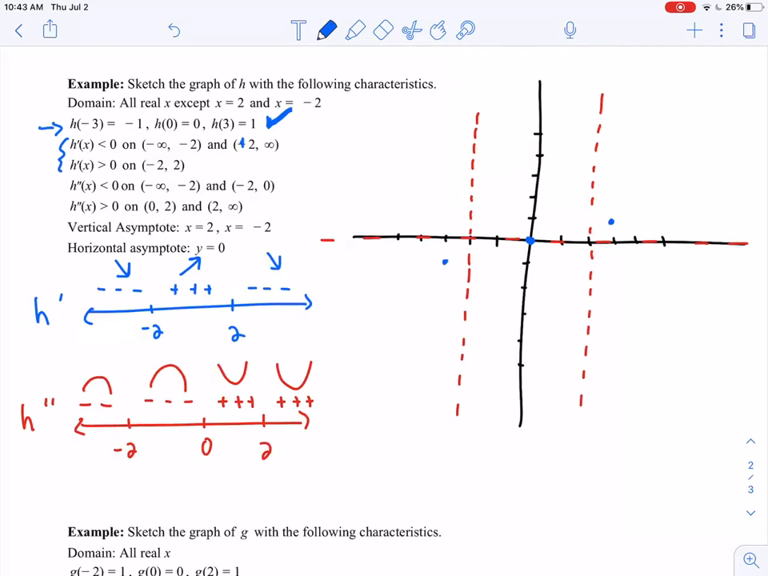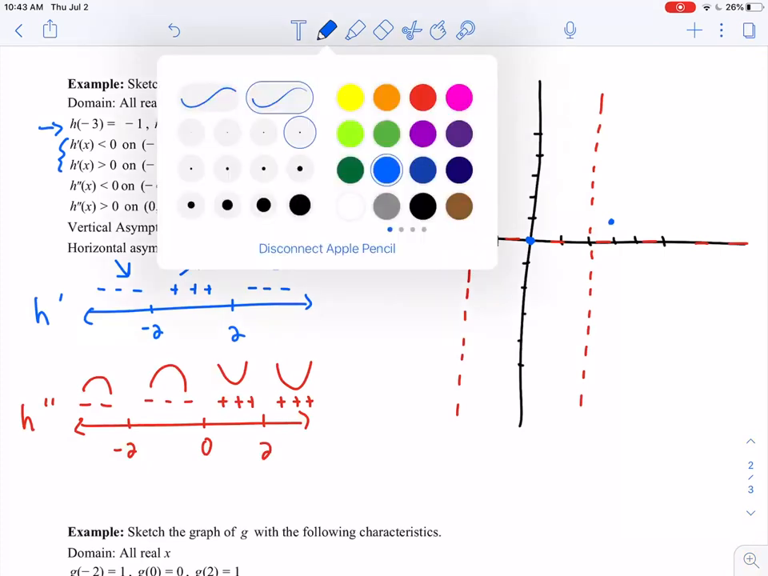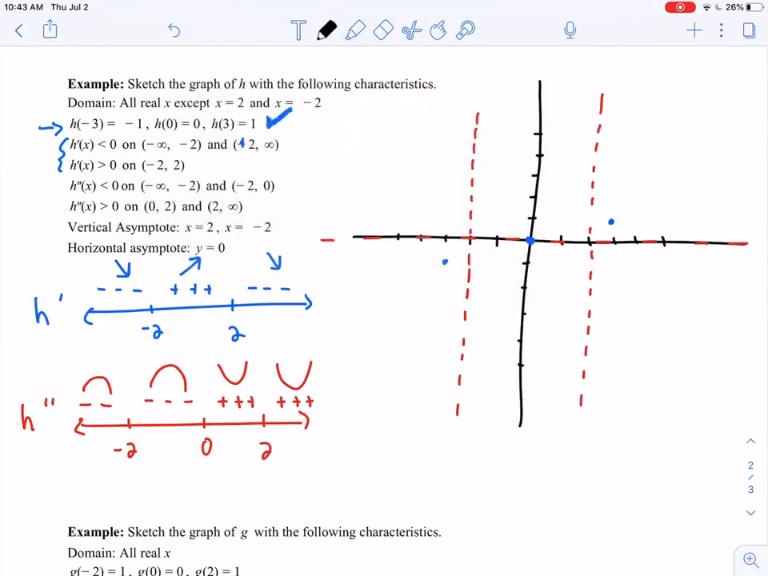Let's do this. -2 and +2. Let's handle the outside parts first, because those we should be a little bit more familiar with. If I look at this outside part over here from -∞ to -2, I'm going to look at this part of my graph right here. What's happening? Well, my graph is concave downward.